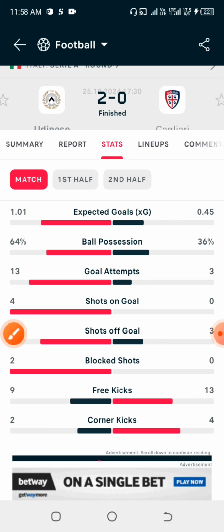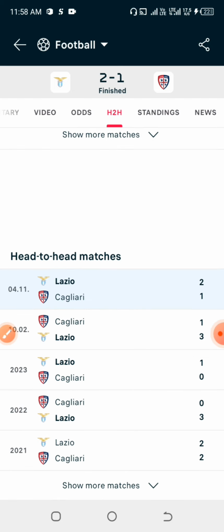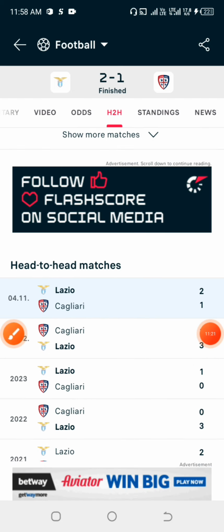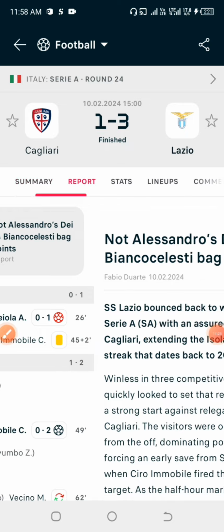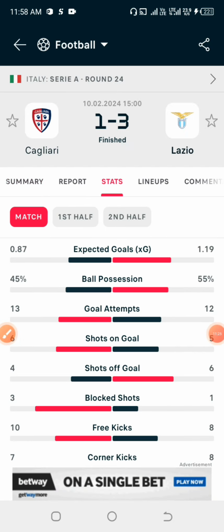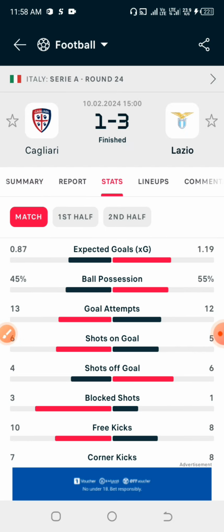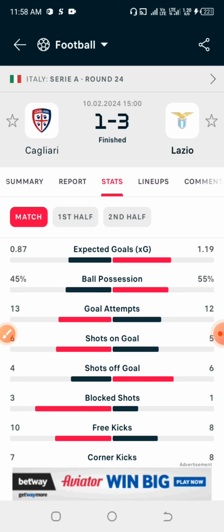Okay, so now moving on to their head to head, the last two games again. Let us check the last two games. This process is very easy, just that you can be restricted to using a particular bet platform to get the market that you want.